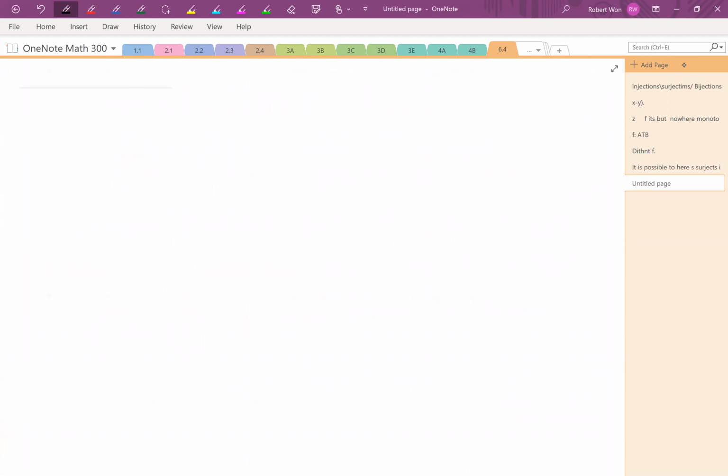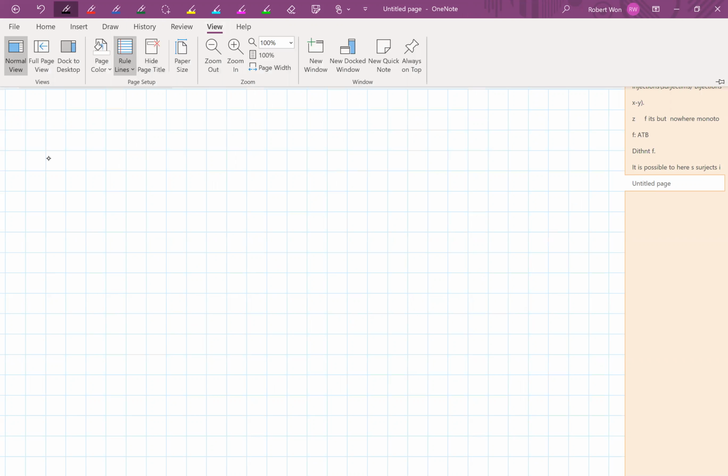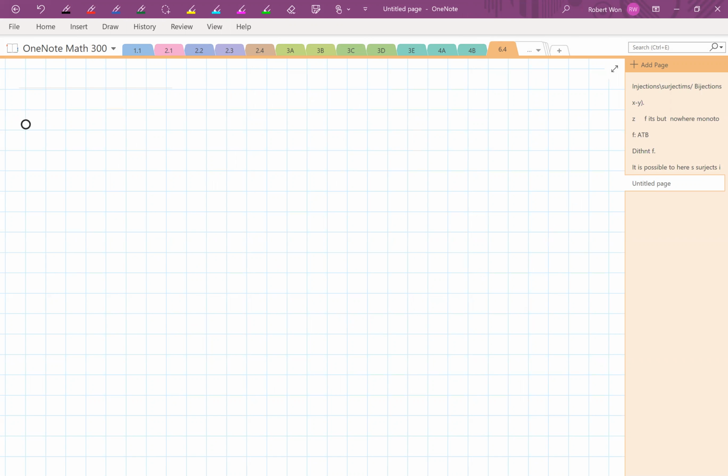Okay, so let me now move on to the following question. Here's your question. Suppose A is a subset of B, but it's a strict subset. Can you find a bijection F from A to B?